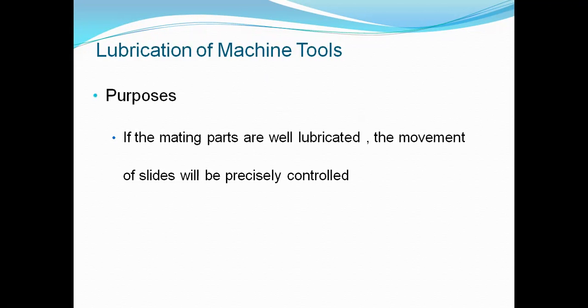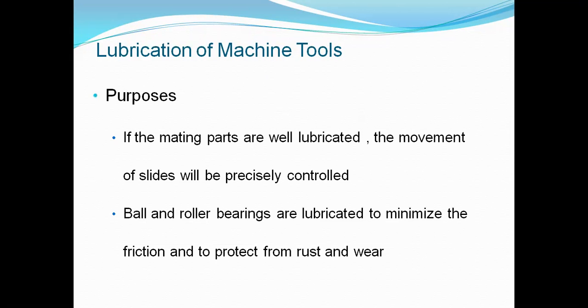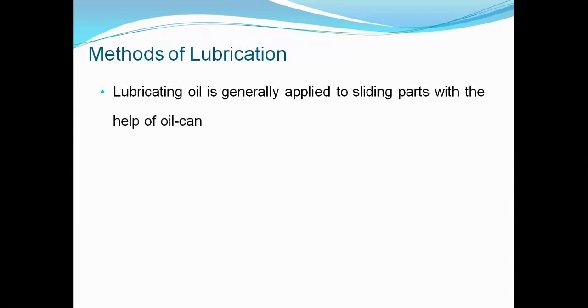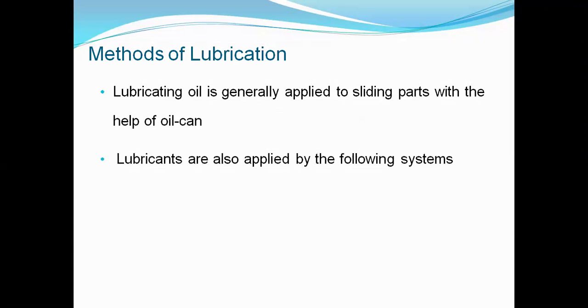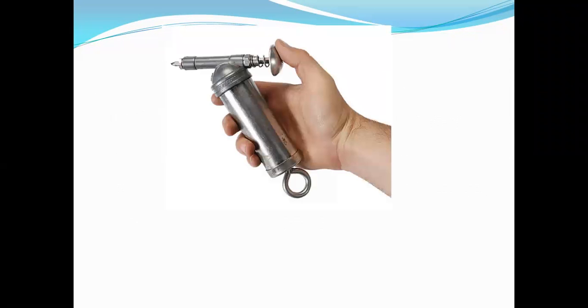If the mating parts are well lubricated, the movement of slides will be precisely controlled. Ball and roller bearings are lubricated to minimize friction and to protect them from rust and wear. Lubricating oil is generally applied to sliding parts with the help of an oil can, and is also applied by the following systems: gravity feed system and pressure feed system.